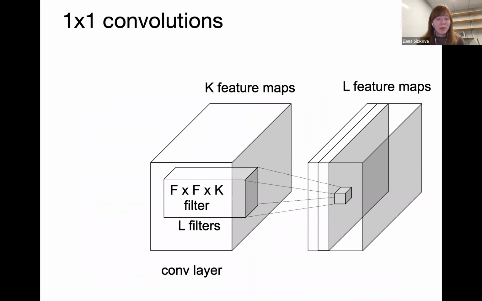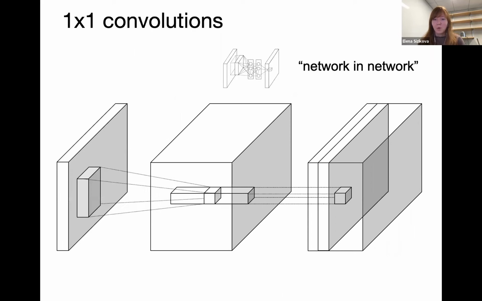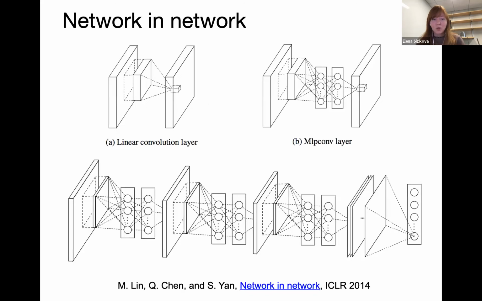Other things people have come up with include one-by-one convolutions, where maybe the filter is not two-dimensional, so it's a different design of the filter. Or a network in a network, where I combine different subnetworks, apply them to regions, and then form a layer that way. So again, lots of different things that people have tried to achieve better results and computational efficiency.